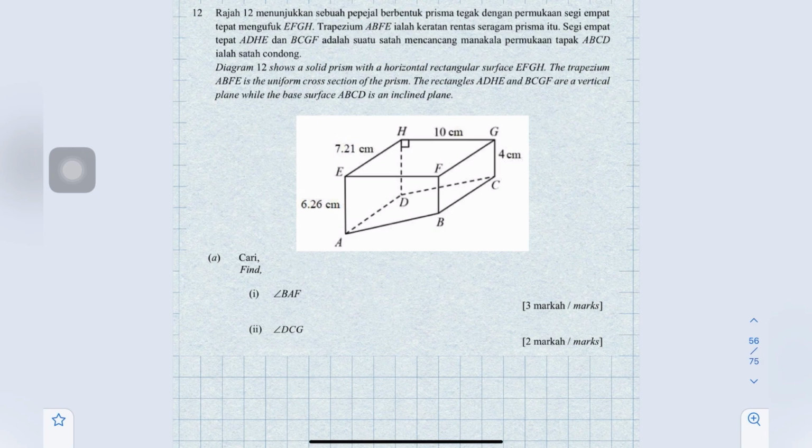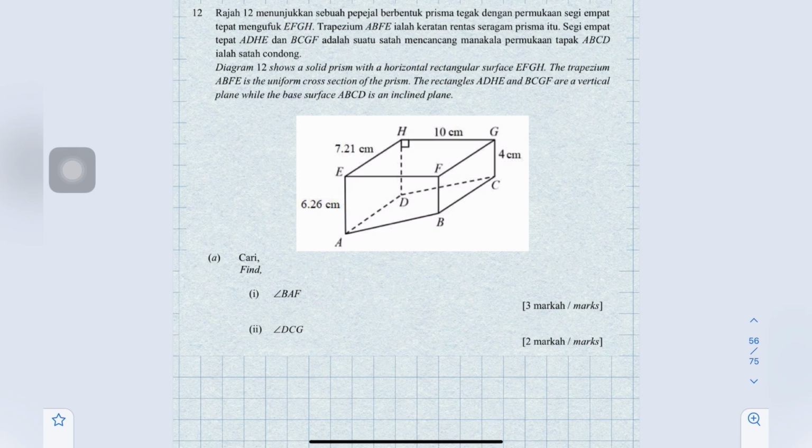Number 12. Diagram 12 shows a solid prism with a horizontal rectangular surface EFGH. The trapezium ABFE is the uniform cross-section of the prism. The rectangles ADHE and BCGF are vertical planes, while the base surface ABCD is an inclined plane.